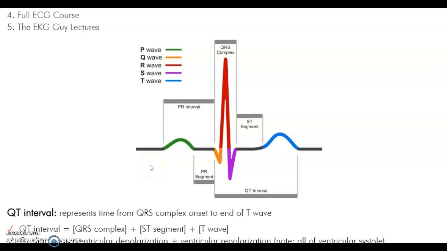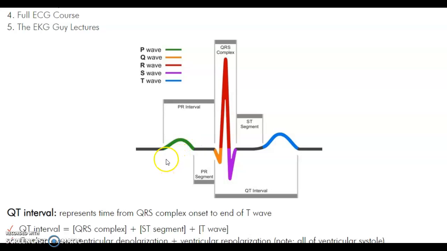Hey guys, I wanted to take a second and put this out there for you. I know there seems to be some confusion about our PR intervals versus our P wave, our T wave, our PR segment, ST segment, and so on and so forth. So I found this on the web and I just wanted to put this out there for y'all, so hopefully it will help you understand which parts of the strip are what.